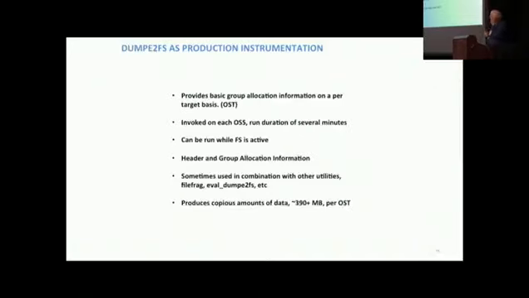Dumpe2fs. You're probably well aware Linux has this wonderful utility called dumpe2fs that you can run on a live file system. You can run it against your OSTs. It provides basic group allocation, can be invoked on each OSS, and can be run while the file system is active. Yay. Header and group allocation information just dumped right out in a file for you. Sometimes you see this used in conjunction with other utilities like filefrag, e2freefrag, whatever. But it produces copious amounts of data. And by copious, I mean 390 megabytes per OST. So again, you've got 500 OSTs, good luck.